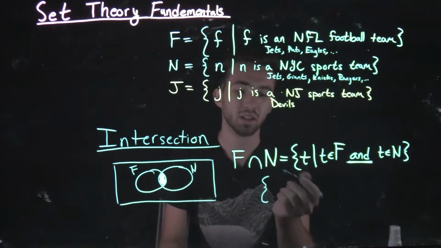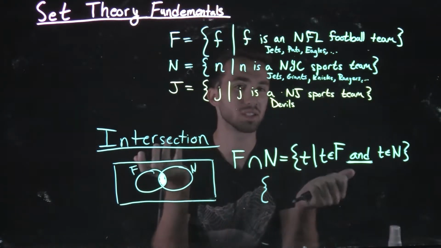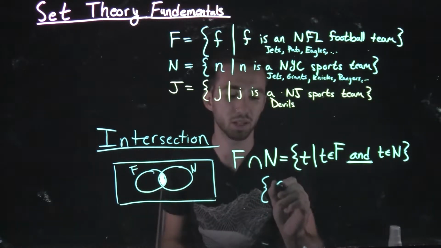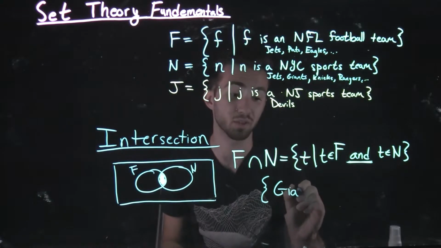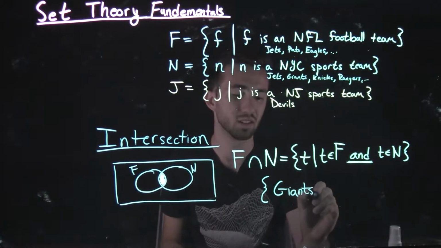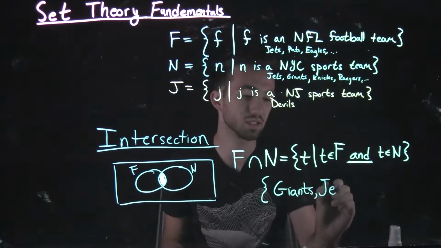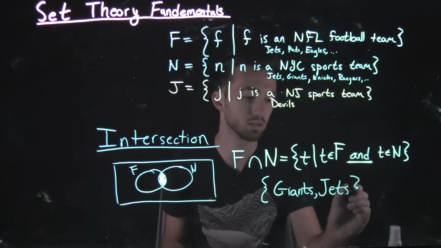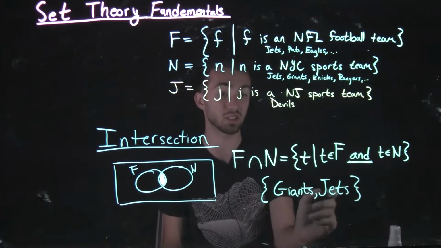Well, what's inside of both sets? It's just the New York football teams. So that would be New York City football teams, I should be specific. That would be the Giants and the Jets. Right? That's the intersection.